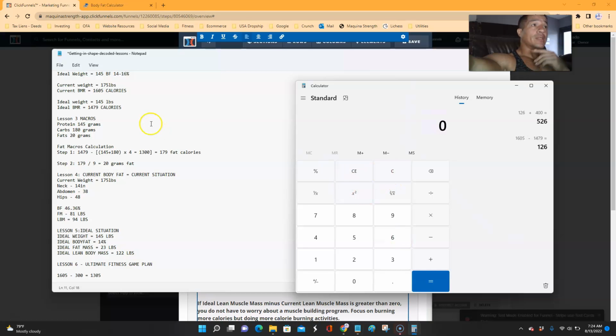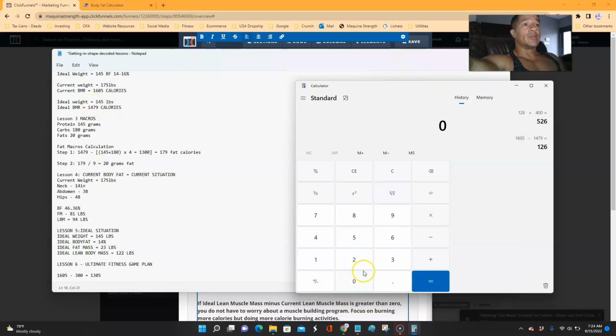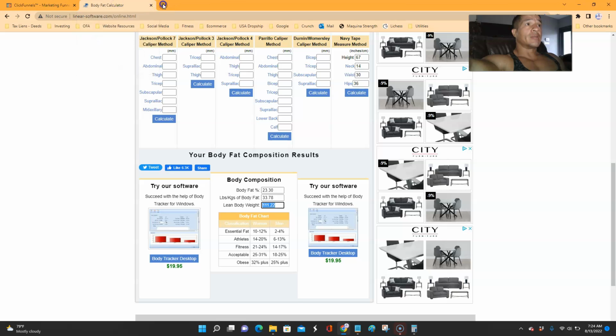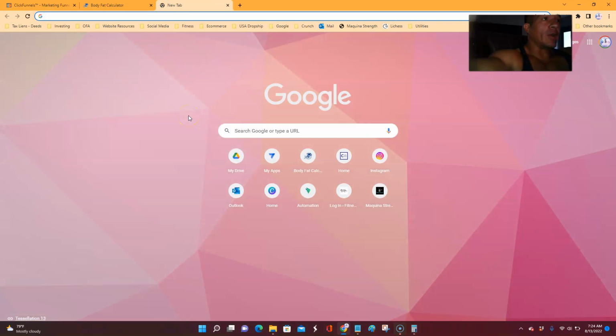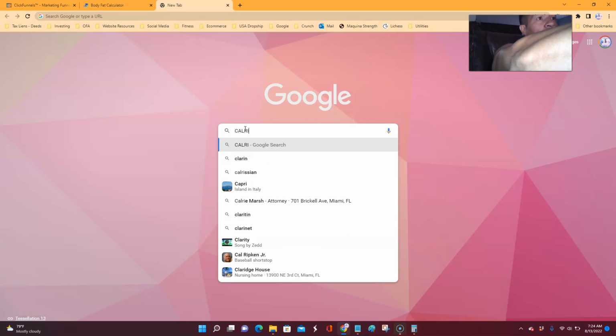Let's say this person weighed 200 pounds. Let's say my client weighed 200 pounds. I'm not going to change it, so I'm just going to put here, let's say they weigh 200 pounds. And we go to the calculator. Let's go to that BMR calculator. You can always Google, right? Calorie calculator.